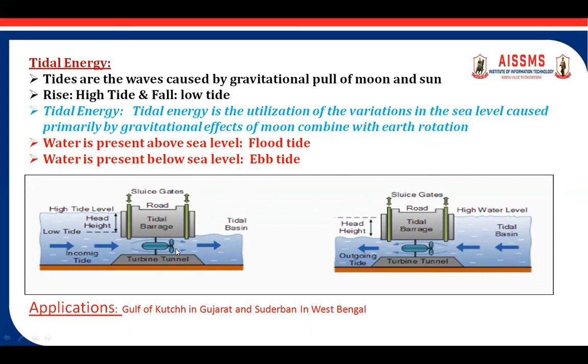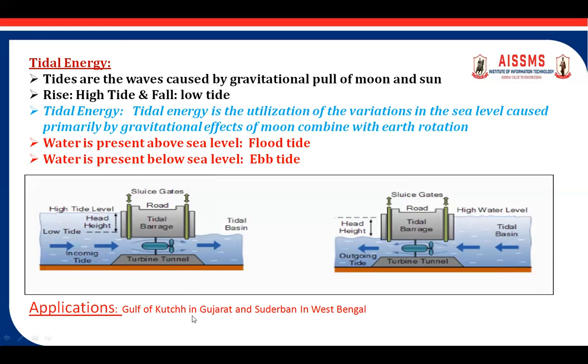If you see here, during the high tide, the water is flowing from this side to this side, that is high to low, and the rotor is mounted here. As the rotor is rotated, the turbine blades are rotated, and you will get the electricity. And again, from high to low, the reverse process takes place. So this is how the tidal power plant works.